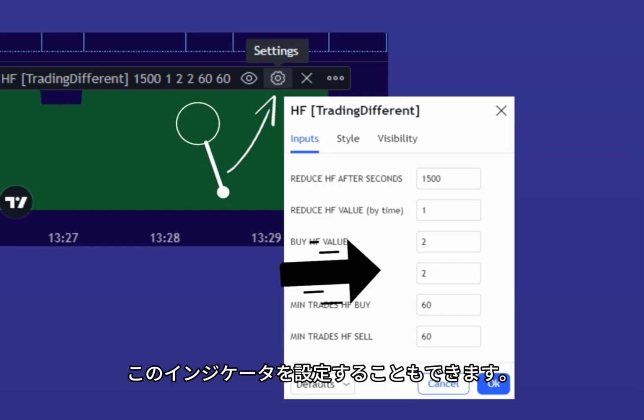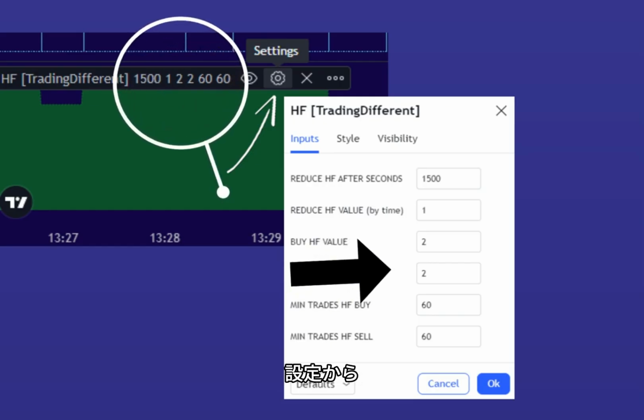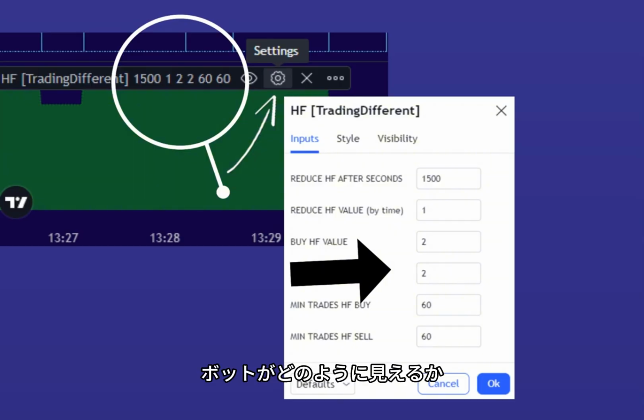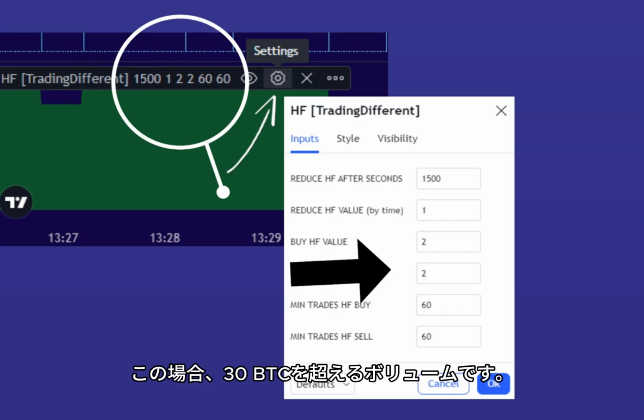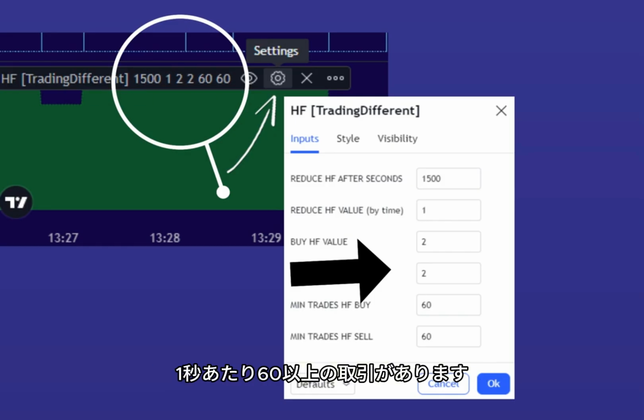We can also configure this indicator from the configurations, after having analyzed several minutes before, how the bots are acting, looking for trade sizes and volume that stand out from the average. We will enter the following data, which in this case is a volume greater than 30 BTC and trades greater than 60 per second.